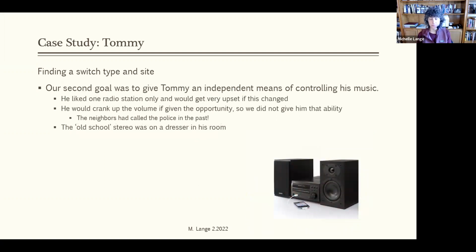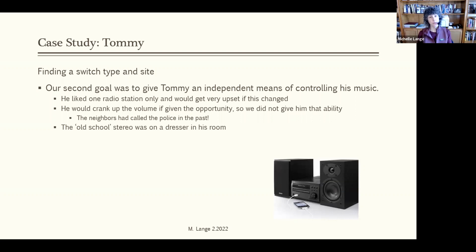Our second goal was to give Tommy independent means of controlling his music, because this was very motivating for him. It was very calming for him, and he would get very agitated if he couldn't start his music quickly. He was relying on others to start his music all this time. He only liked one radio station. He would get very upset if someone changed to this. And if he was given the opportunity, he turned up the volume so loud that the neighbors had called the police.